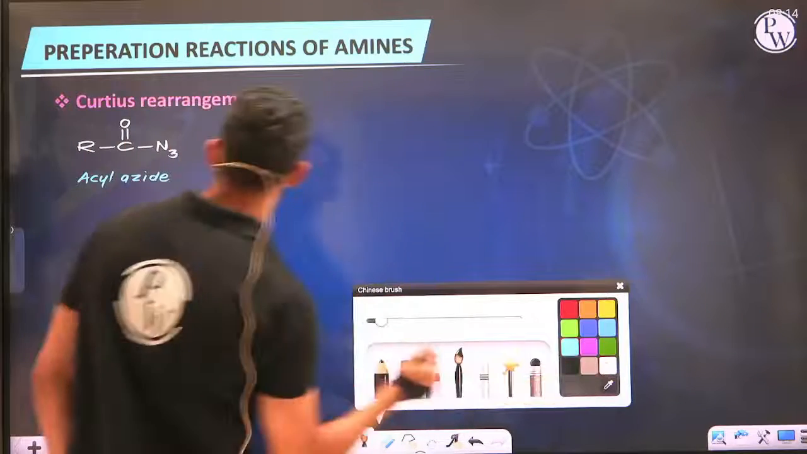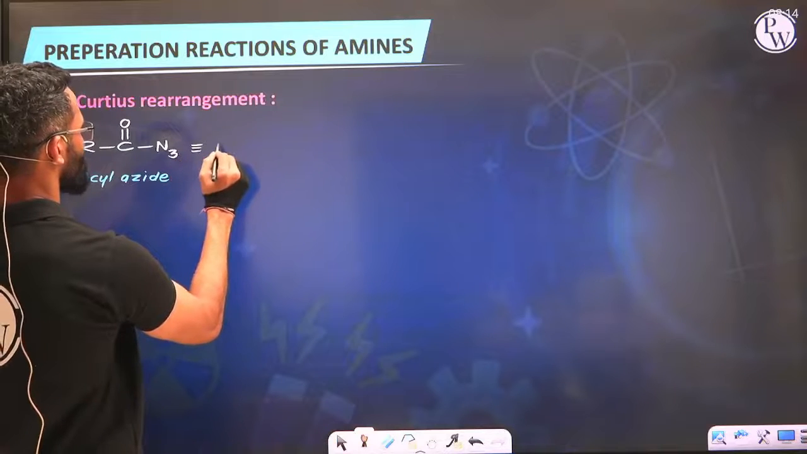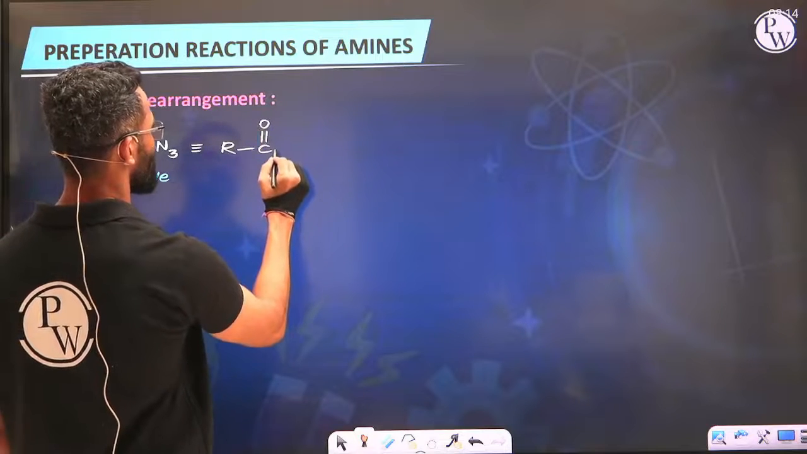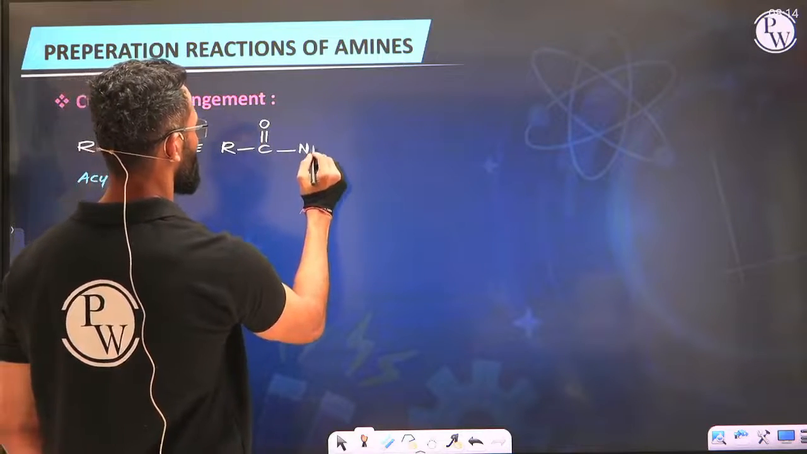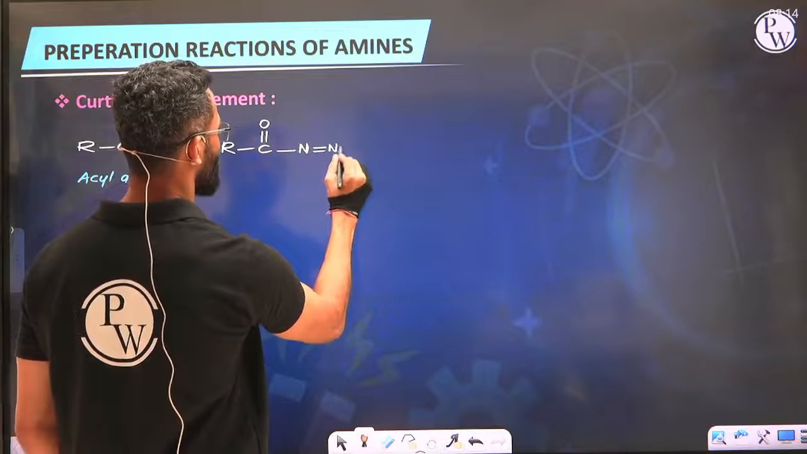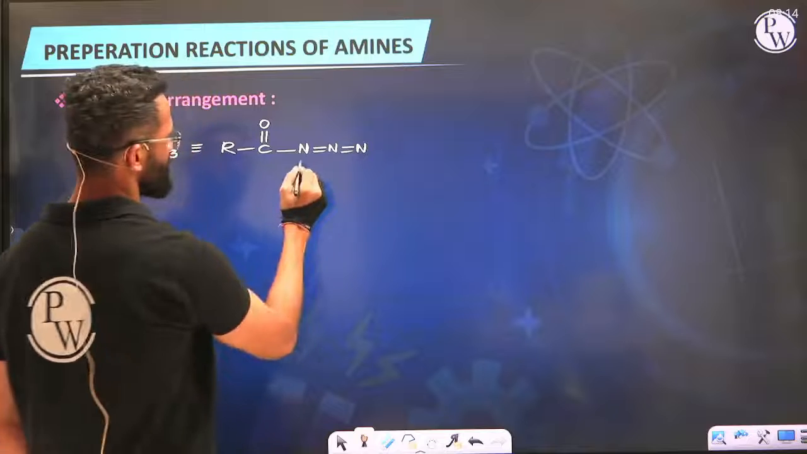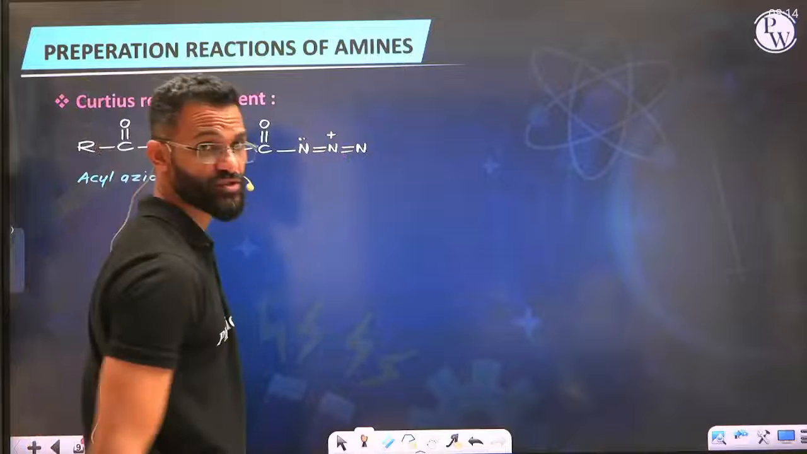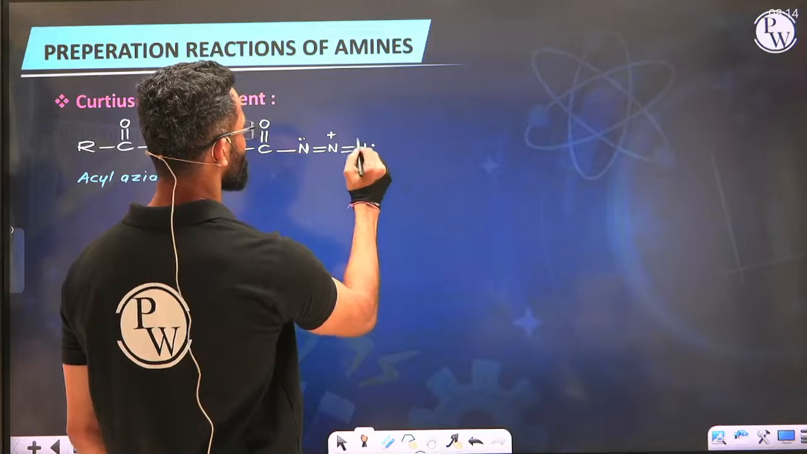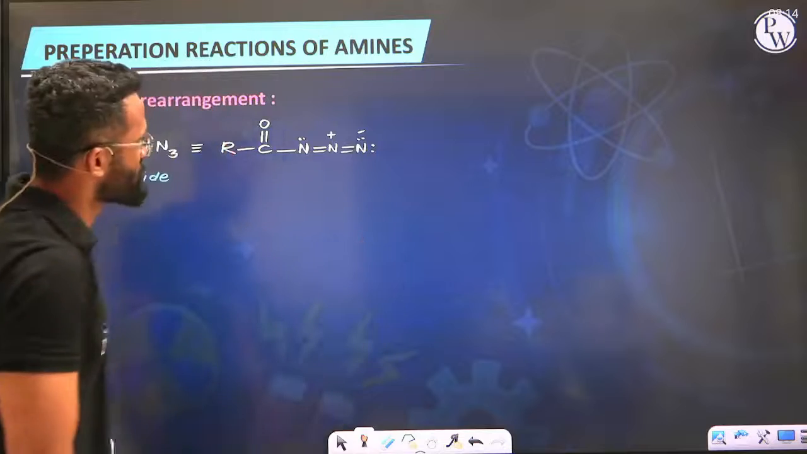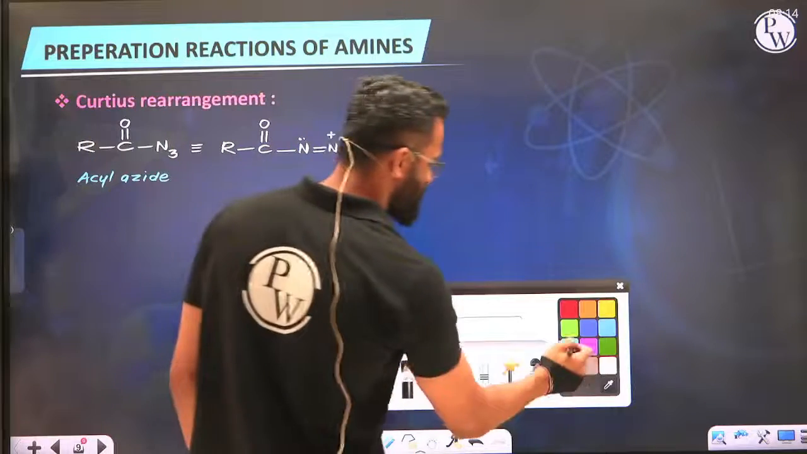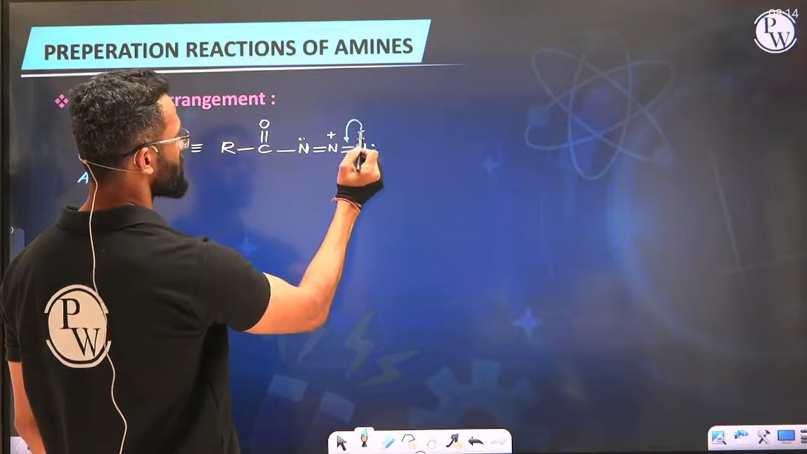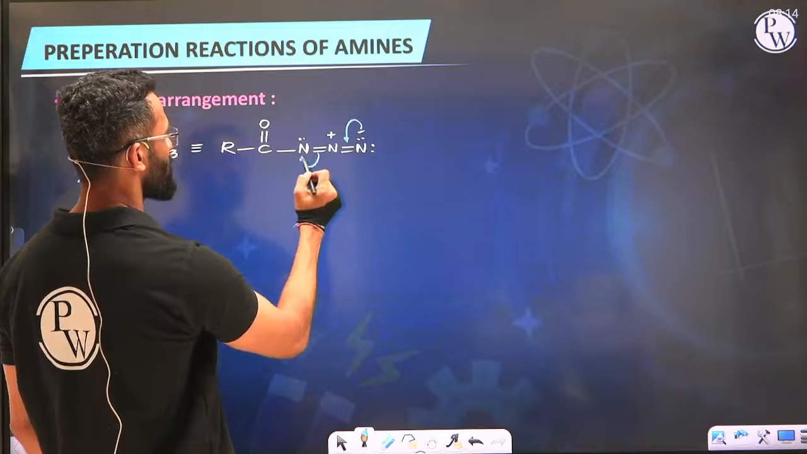If you have to draw its Lewis structure, it can be represented like this: R C double bond O N N N. Look at this. This N has 3 bonds, so it is in a neutral state. This N has 4 bonds, so it is positively charged. This N has only 2 bonds, meaning there have to be 2 electron pairs carrying a negative charge. That's the Lewis structure of acyl azide. In it, this negative charge is adjacent to a pi bond.